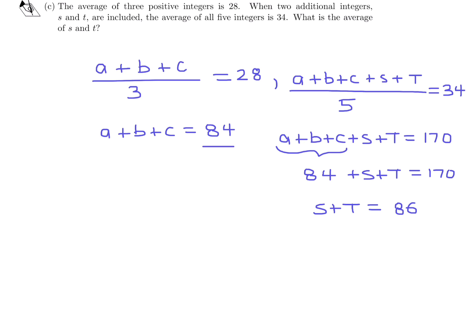And then they want the average of s and t. Well, you get the average by dividing by 2. So there you go. The average, (s plus t) over 2, that represents the average of those 2 numbers, is equal to 86 divided by 2, which is 43. So that's the answer to part C.